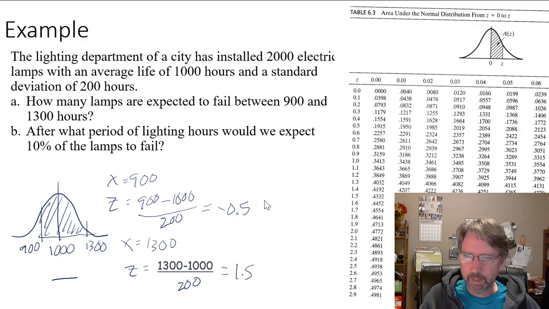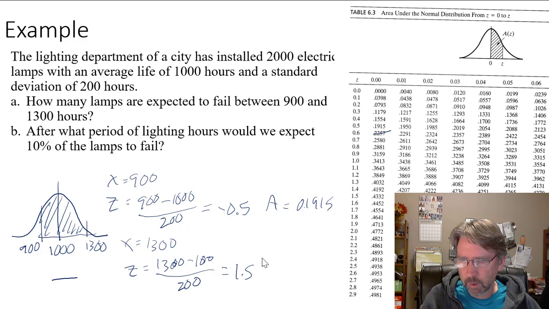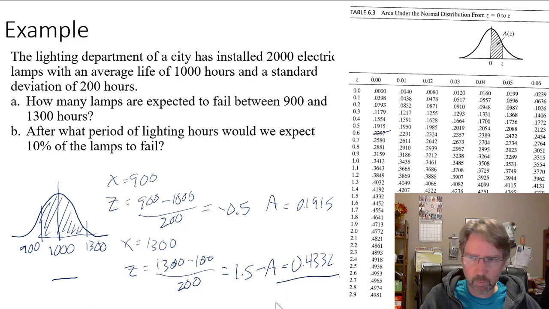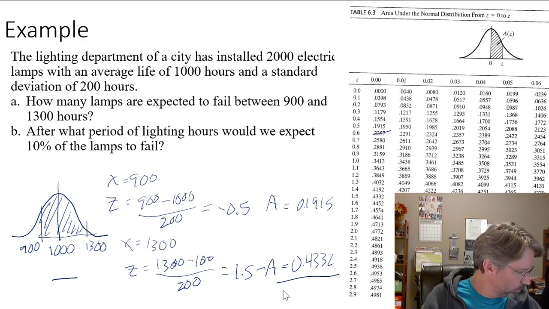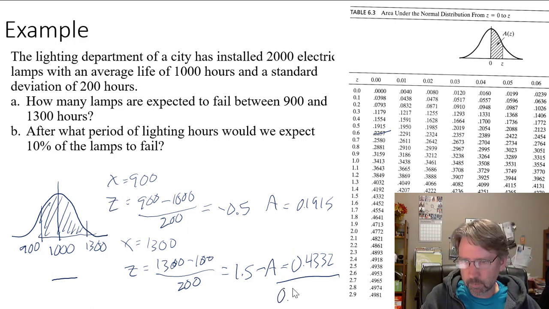Okay, so now we can go to the table and we can find the area. So with the z of 0.5, we've got the area right here, 0.1915. And for this one, the area of 1.5, 0.4332. So if we add those together, we get a probability of 0.6247. So that's our answer to part A, 62.47%.